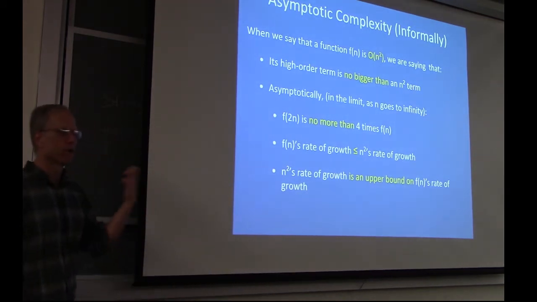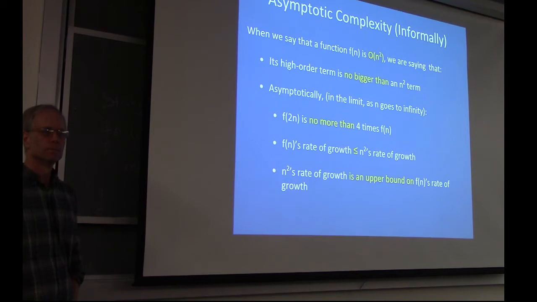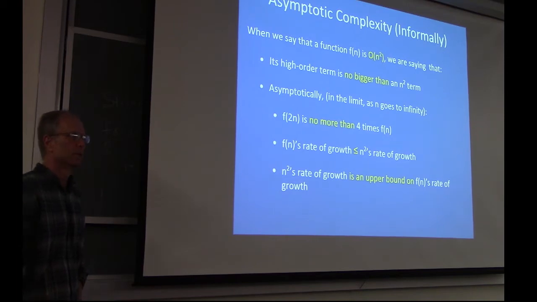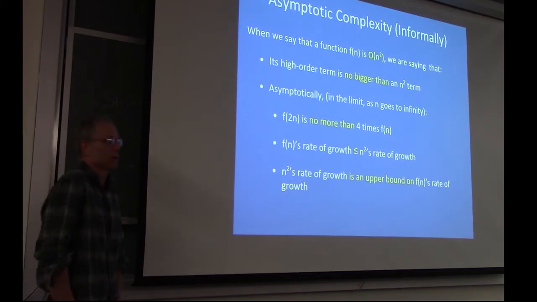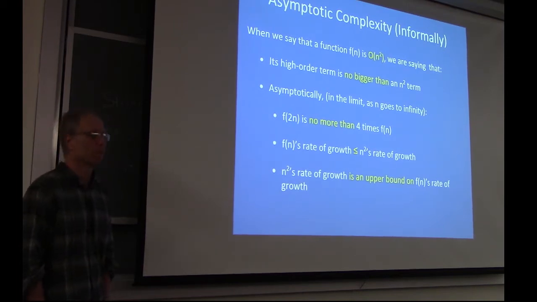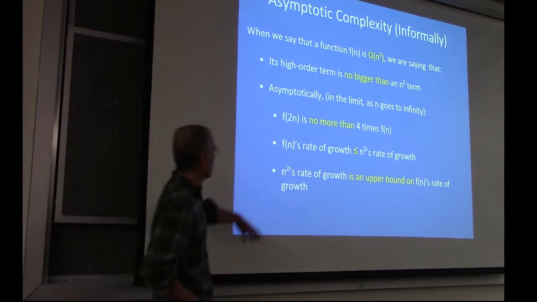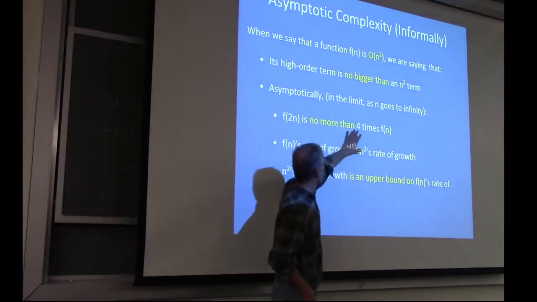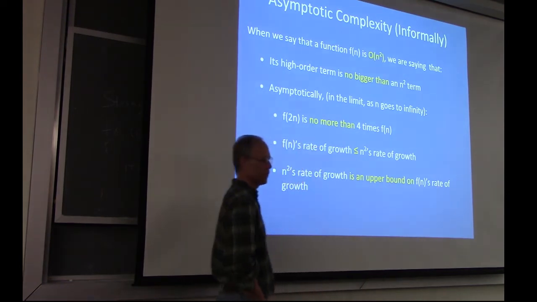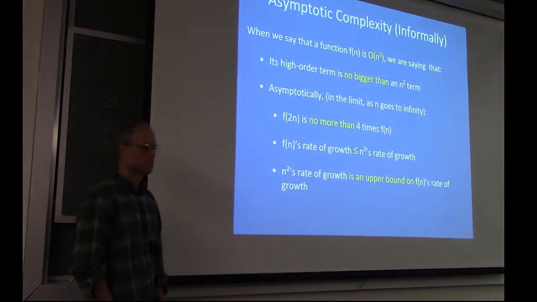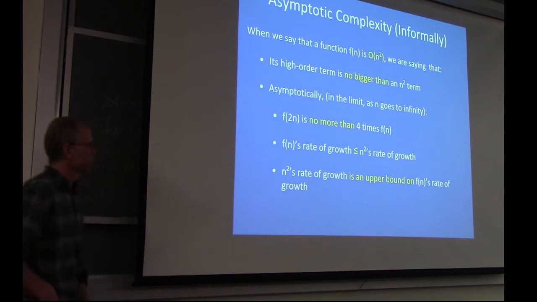What do I mean by rate of growth here? Yeah. The number of comparisons it takes as you have larger and larger arrays. Well, yeah, it doesn't necessarily have to be comparisons. We're talking about time. In this case, we're talking about time. So what I mean is doubling behavior. Rate of growth is doubling behavior. So if you double the size of the input, the running time will grow by 4 times or less if the thing is O of n squared. Okay? That's all it is.